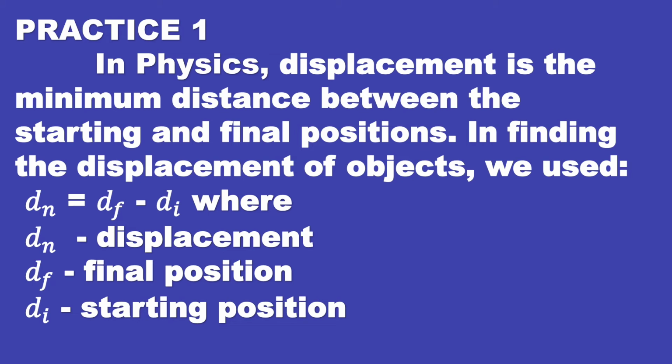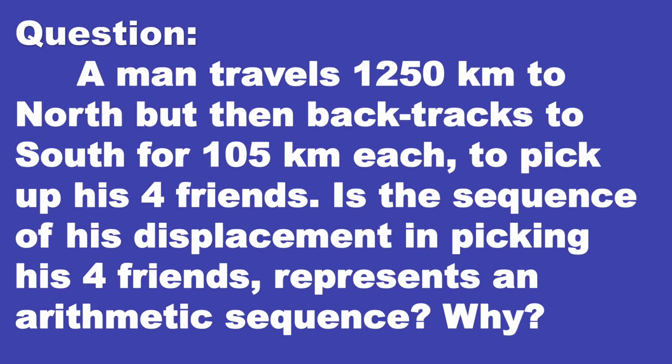Practice 1. In physics, displacement is the minimum distance between the starting and final positions. In finding the displacement of objects, we use d sub n equals d sub f minus d sub i, where d sub n is the displacement, d sub f is the final position, and d sub i is the starting position.